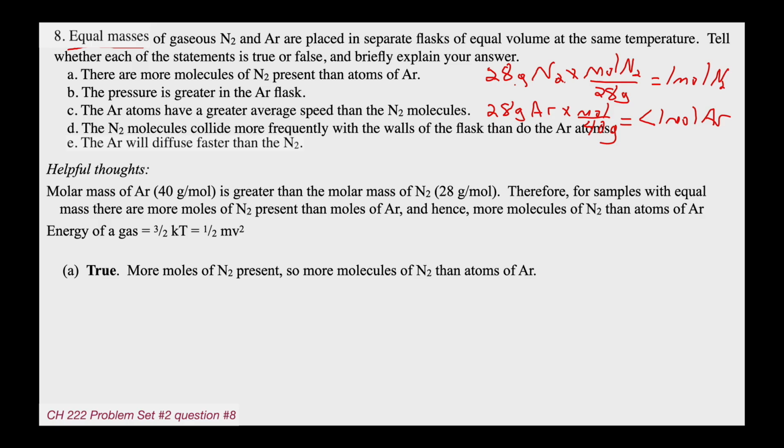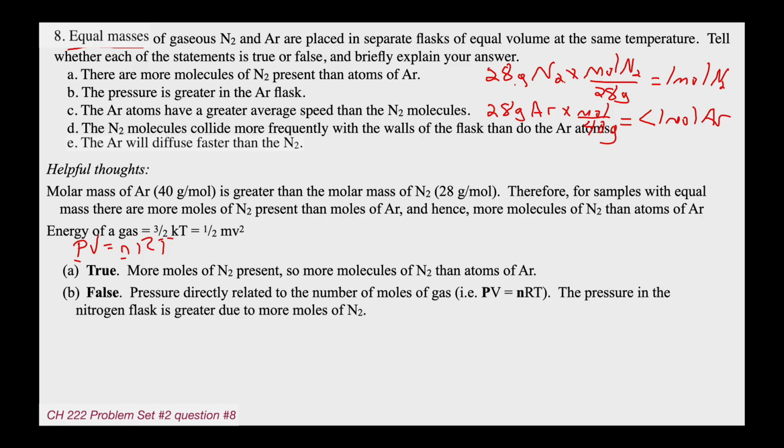The second one: the pressure is greater in the argon flask. Well, remember here that PV equals nRT. Guess what? P and n are proportional to each other once again. So the higher moles will have the higher pressure, and the higher moles is not argon, the higher moles is nitrogen. So B is going to be false. There's more pressure in the N2 flask because there's more moles, there's more molecules, and molecules, as you see, are proportional to pressure here.